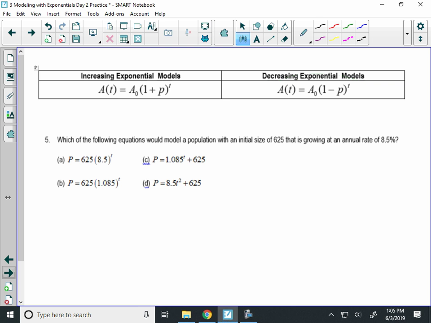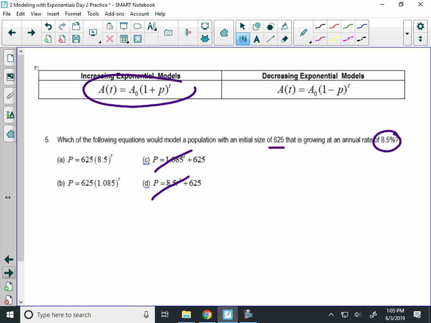Number 5 is purely multiple choice. It says, which of the following is a population that has an initial size of 625. It's growing by 8.5%. If you're growing by a percent, you have to be exponential. So I can actually cross off C and D. Those do not look like the exponential models that we've been working with. So C and D are not going to work.